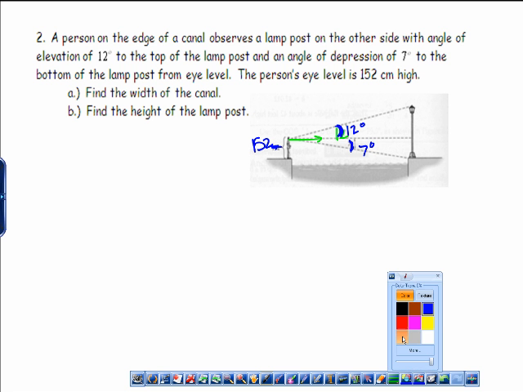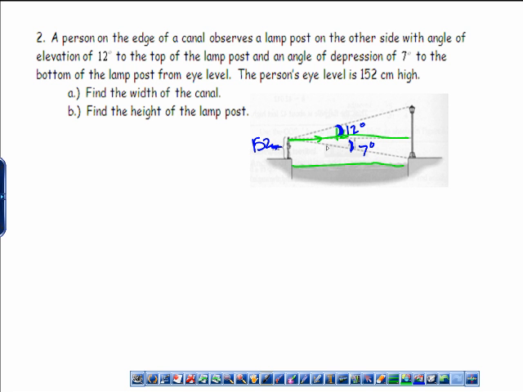Okay, let me go back to green here. The width of the canal is going to be the same as their line of sight if they were not looking up or down, but just looking straight. Okay, so either of these green lines, this is what we're finding in part A. Okay.